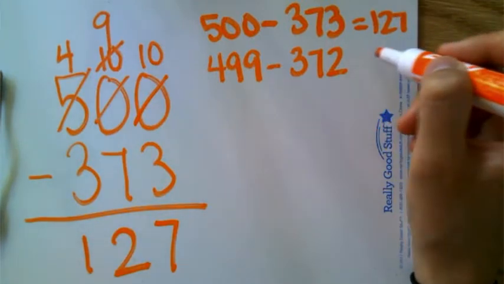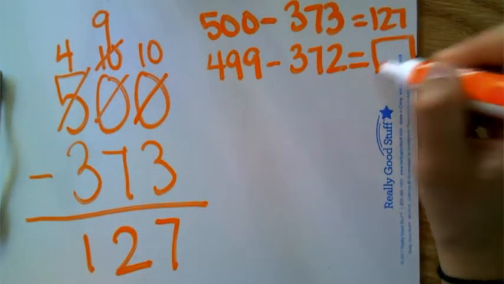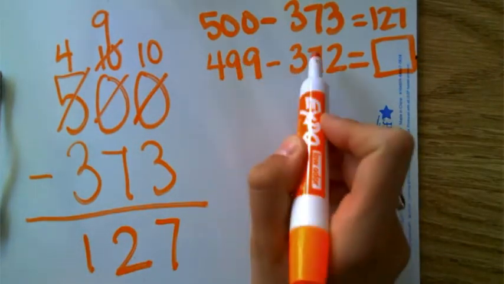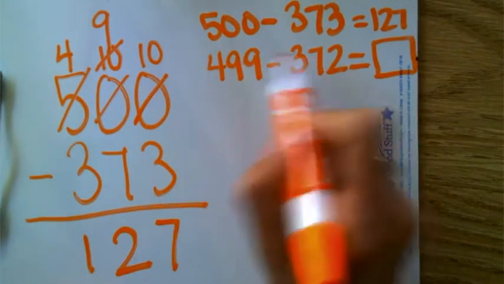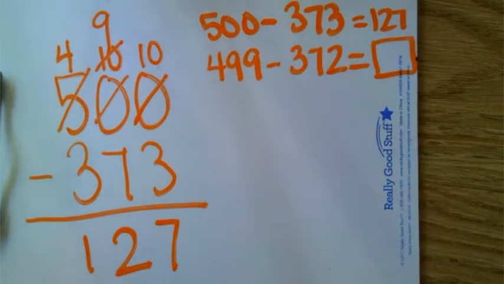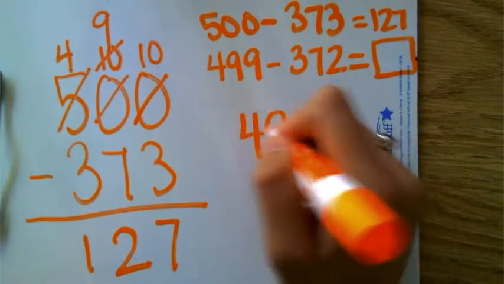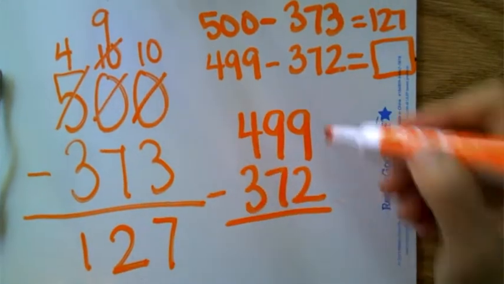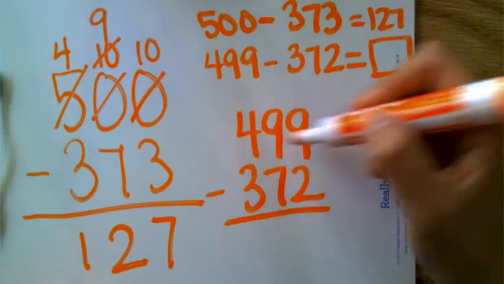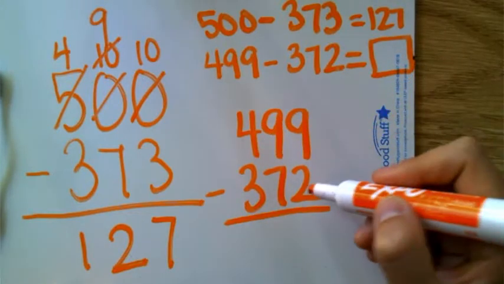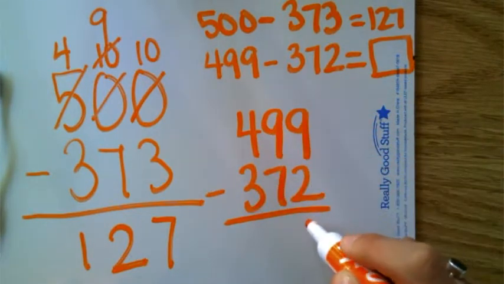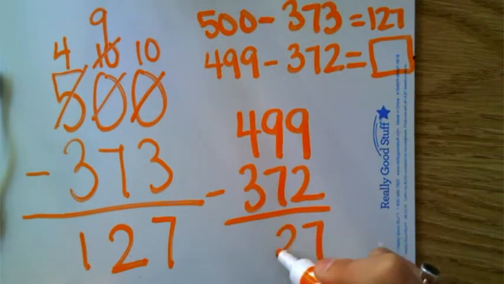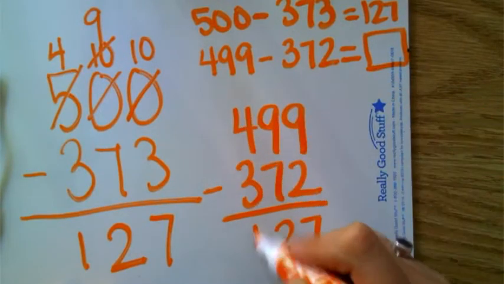Now, you're going to wait and see if our answer is still the same. It should be, because if we're just lowering these both by 1, it's the same distance apart as 500 minus 373. So now I go to solve, and you're going to notice that it's so much easier because I now have nice big numbers on the top of my problem, so there's no borrowing needed. 9 minus 2 is 7. 9 minus 7 is 2. 4 minus 3 is 1.